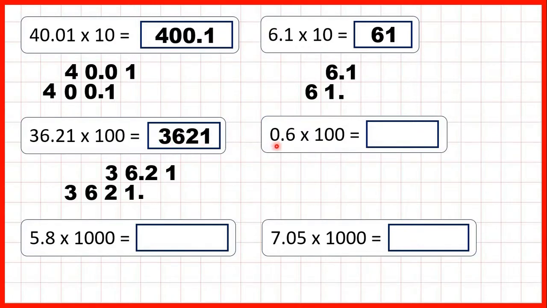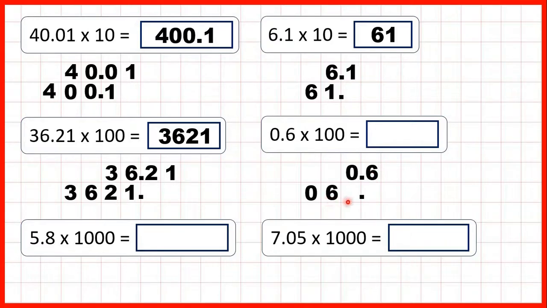3,621. Now we have 0.6, so we write the number out and copy down the decimal point, and we're multiplying by 100, which means digits will move 2 squares to the left. The way to remember this is that 100 has 2 zeros, so digits move 2 squares, and when we multiply, the number gets bigger, so the digits are moving to the left, because to the left we have our larger place values.